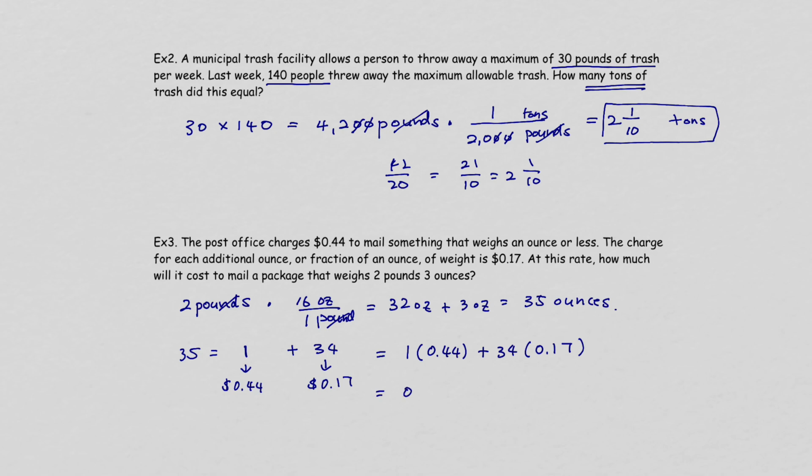The first multiplication will be just 0.44. 34 times 0.17, you will end up getting 5.78. And when you add them, the total price will be $6.22. So that's how much you're going to pay for a 2 pounds and 3 ounce weight package.